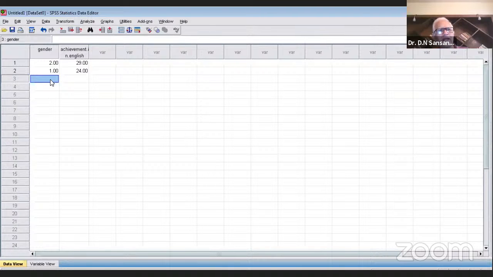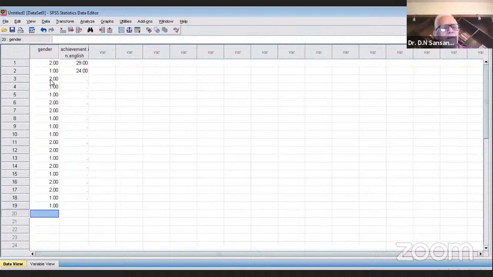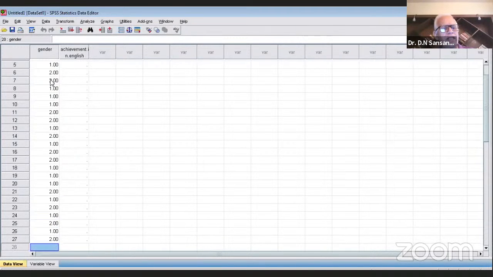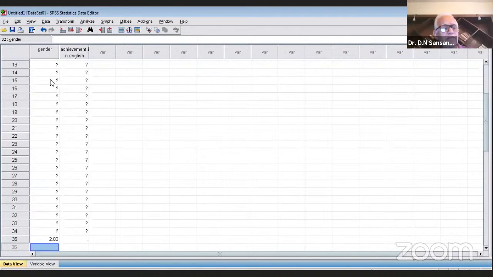For the first person, you can enter both, or you can enter the gender information of all people, and then you can enter their achievement in English. The choice is yours. It does not make a difference. So let me just enter the data of gender first. So I'm entering the gender data. This is how you can enter, but please, whatever you get from the field, you should enter that.